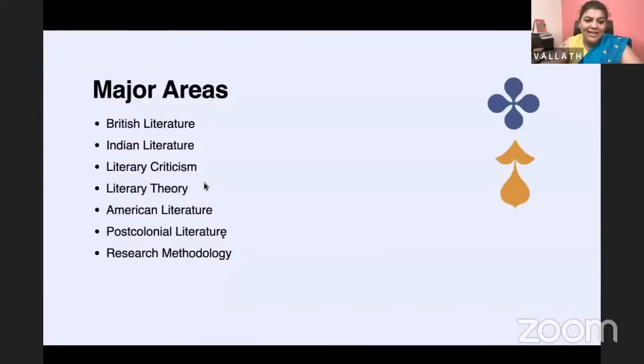We have the major areas as we all expected. British literature, lots of questions. Indian literature, also lots of questions. Then some criticism, literary theory. Then American literature, post-colonial literature, research methodology, all these areas were covered. I think that was expected. In paper 2, we expected all these to be there.